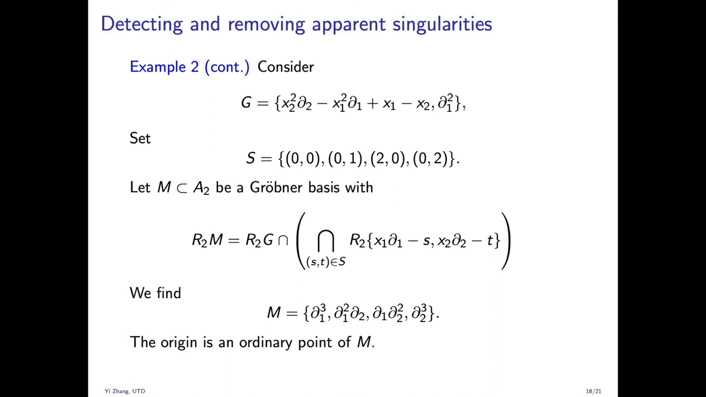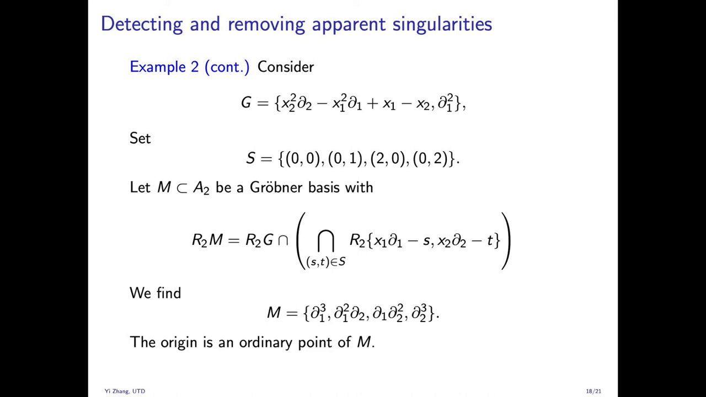Mention another thing. We not only have one algorithm for removing apparent singularity. We have another way, called a random desingularization. And with this, we can remove all the apparent singularities.